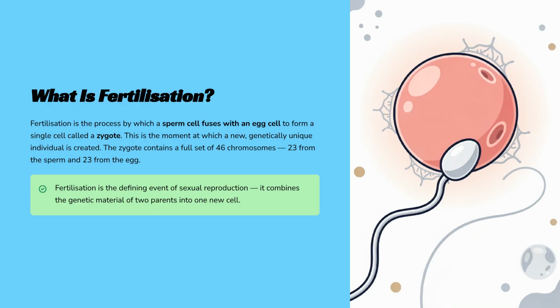Fertilization is the defining moment of sexual reproduction. It occurs when a sperm cell fuses with an egg to form a single-celled zygote. This union restores the full human chromosome count of 46, creating a unique individual with combined genetic information.